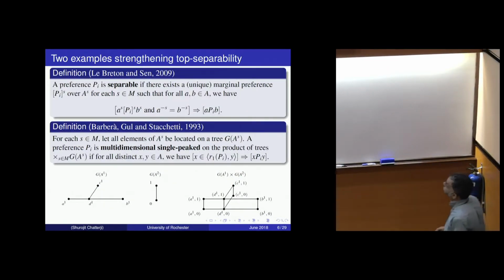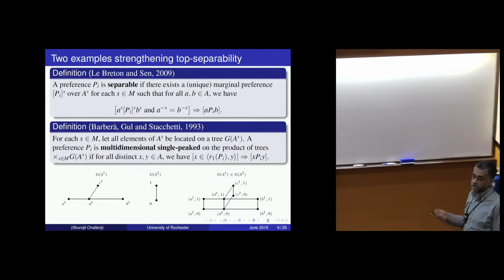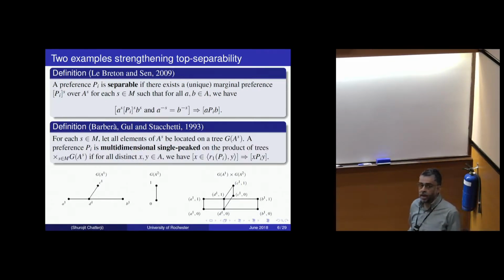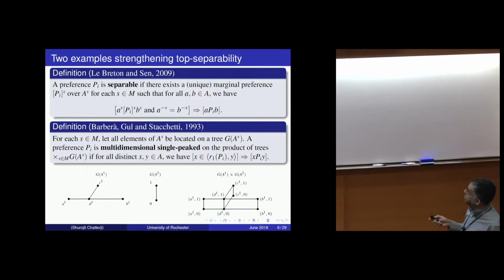A couple of examples of domains that satisfy top separability. The first is fully separable preferences, which say that I can talk about marginal preferences on each component coherently. So there are marginal preferences in each component, and those can be used to construct the social choice. So that's full separability. This was introduced, or studied in the very least, by Le Breton and Sen. It was introduced much earlier. I recall a paper by Barbera, Sonnenschein, and Zhu, which did that for two alternatives.